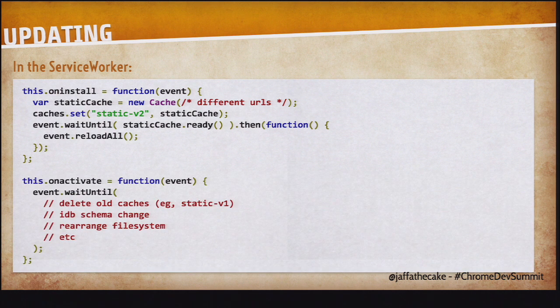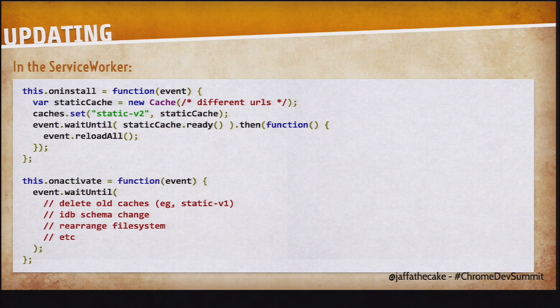You get an event when you're ready to take over, on activate. And this is the point where you'll go and delete the old caches because you don't need them anymore. The old worker's gone. You can do your IDB schema migrations or whatever. You rearrange file systems and so on. So this is us controlling the cache by changing a list of files.